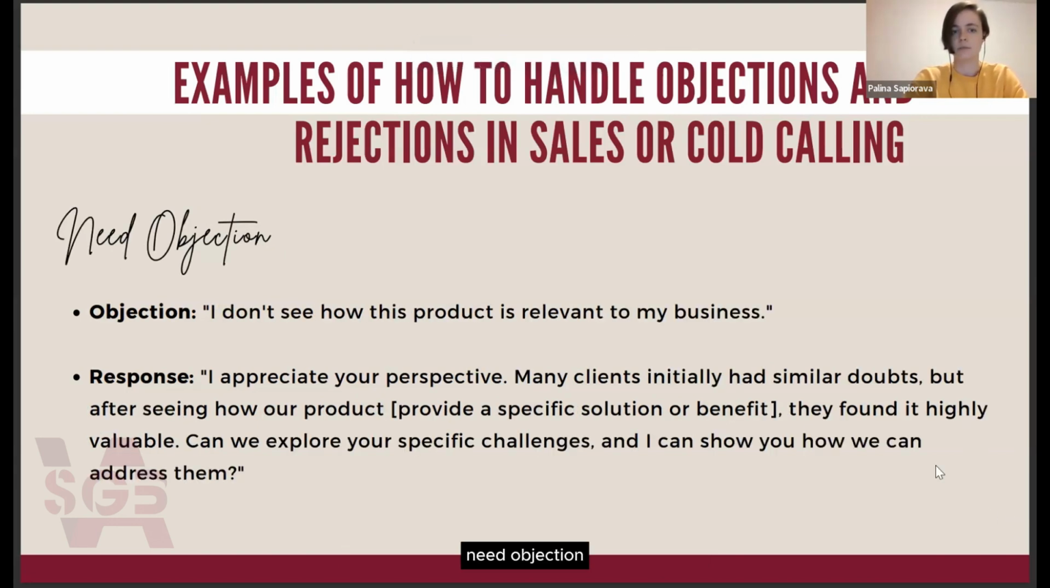Need objection. I don't see how this product is relevant to my business. Well, of course, you should explain the relevance of your product. For example, many clients initially had similar doubts, but after seeing how a product, and here provide a specific solution, probably it wasn't really clear, they found it highly valuable. Can we explore your specific challenges? And I can show you how we can address them.